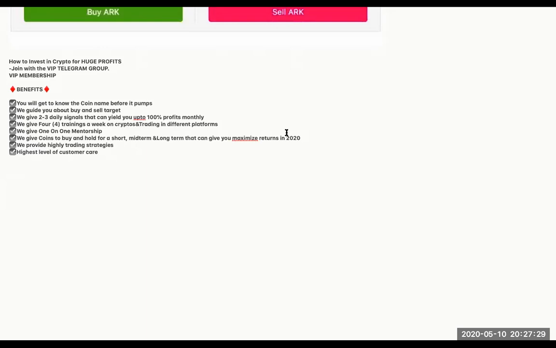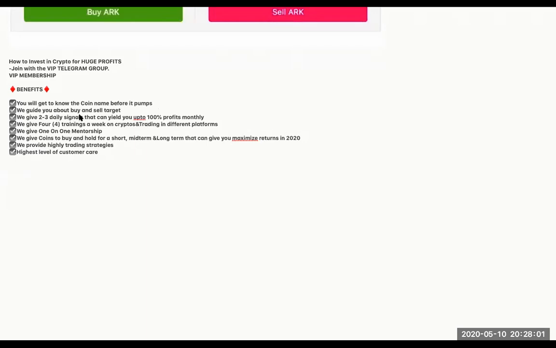So you need to have a platform that can do analysis for you. You know, in today's world, we need simplified things. That's why we have these trading informations. So you just pay for the trading informations. You don't need to know much about the technical analysis or the fundamental analysis. No. You need data. Use money to make money. You need data, then you execute the data. So you will get to know the coin name before it pumps.